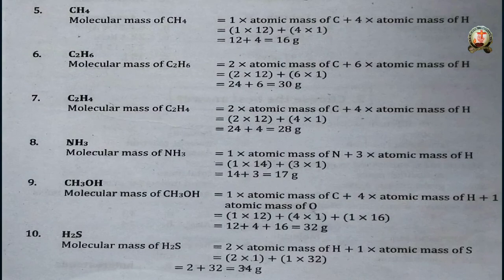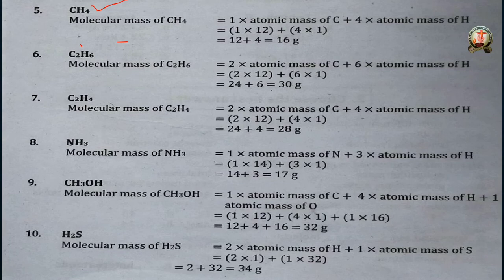See, they are given methane CH4: 1 into carbon plus 4 into hydrogen. So atomic mass of carbon 12 and 4 into atomic mass of hydrogen 1. 12 plus 4 is equal to 16 grams. So the molecular weight of methane is equal to 16 grams. Then ethane C2H6: 2 into atomic mass of carbon 12, 6 into atomic mass of hydrogen 1. So 2 into 12 is 24 plus 6 is equal to 30 grams.